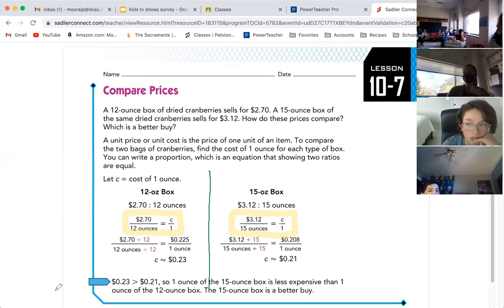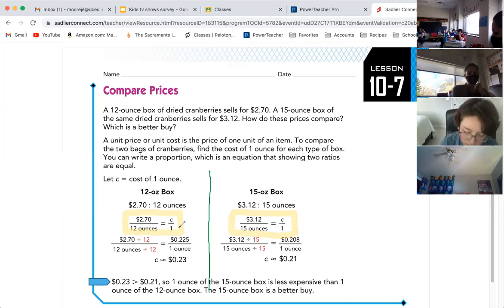Everyone put a box around or highlight the proportions for the 12-ounce box and the proportion for the 15-ounce box. Notice how there's an equal sign between them. That's how I know it's a proportion. It's setting one relationship equal to another. And I want you to add one more thing for me.